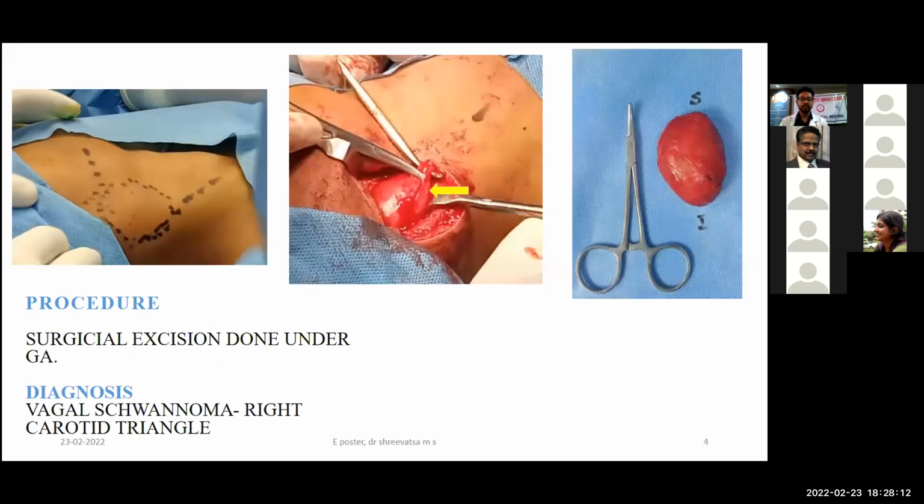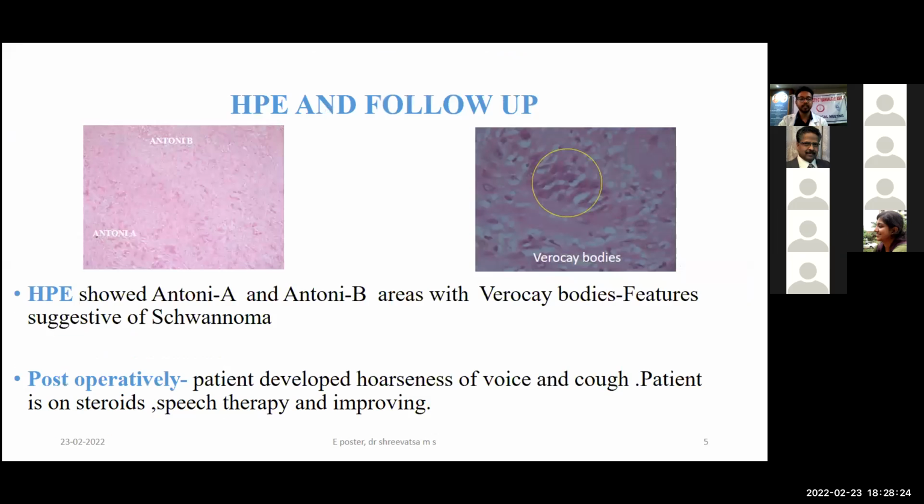Surgical excision was done under general anesthesia through the transcervical approach, where the incision was taken around 3 centimeters below the lower border of the mandible. The diagnosis was vagal schwannoma, right carotid triangle. The histopathology showed Antoni A and Antoni B areas, where Antoni A shows spindle cells arranged in a palisaded manner, and Antoni B area shows fewer cells and compact nuclei arranged in a palisade manner like Verocay bodies, which is suggestive of schwannoma.